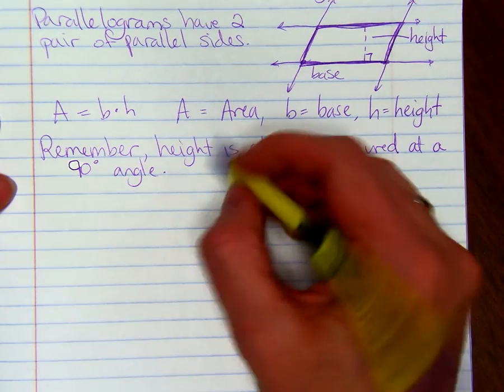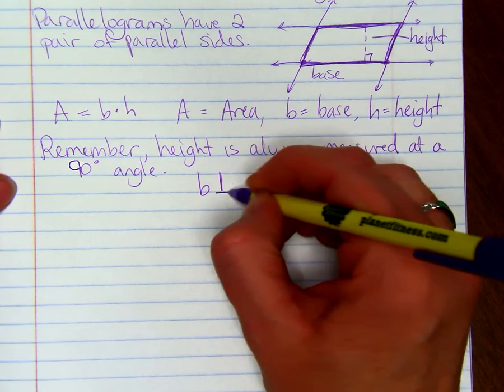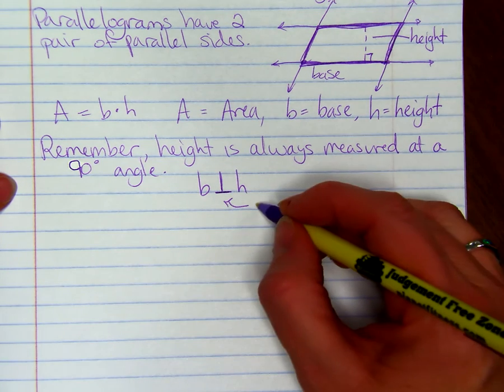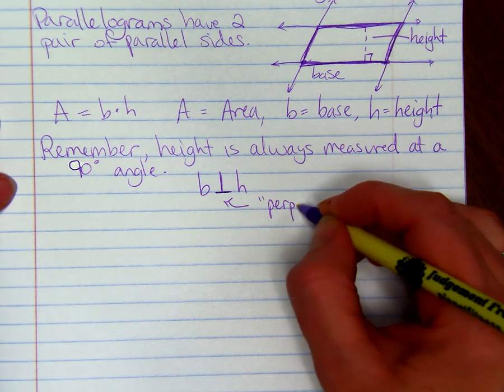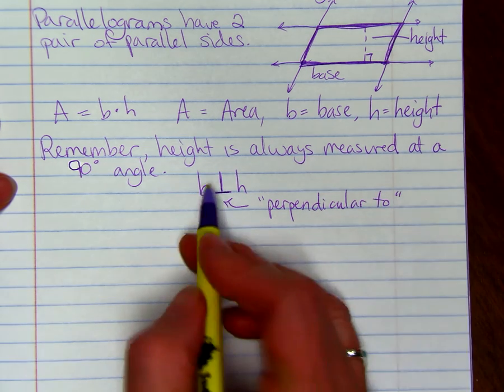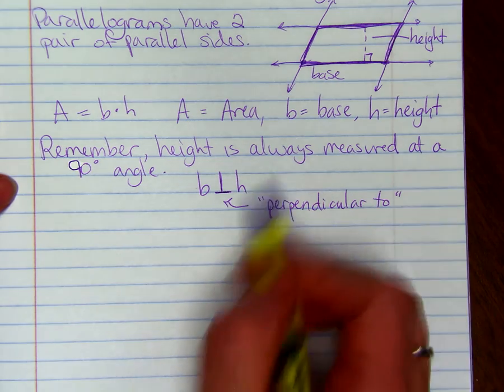If we take our base and our height from up above, we could say the base is perpendicular to the height. This little upside down capital T just means perpendicular to. So the base is perpendicular to the height.